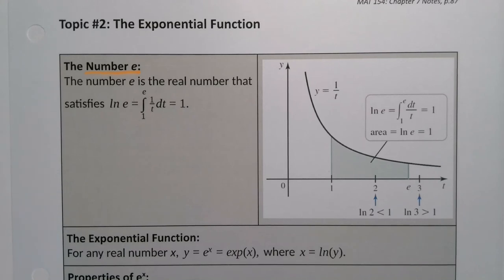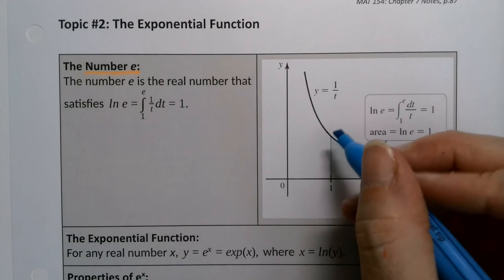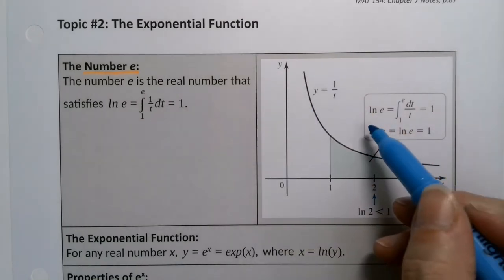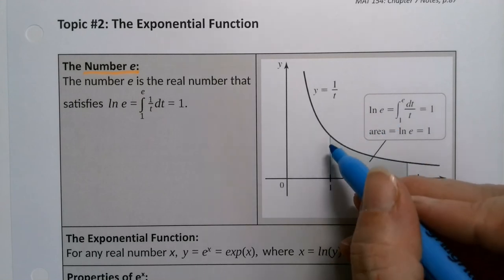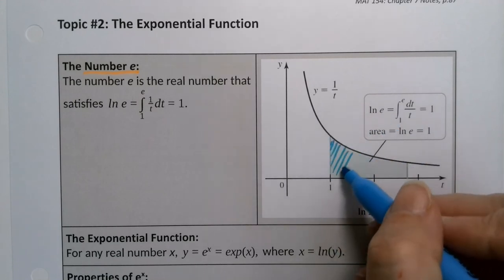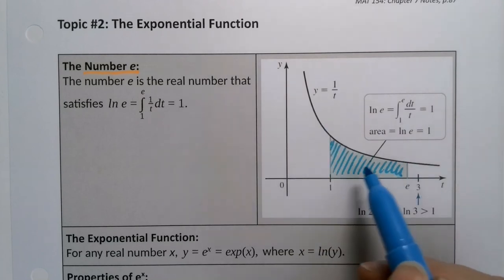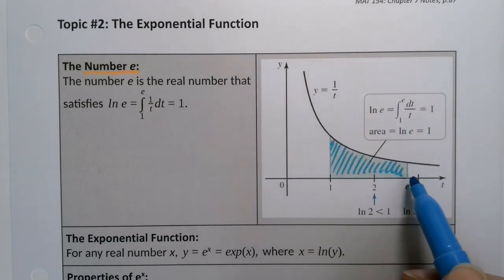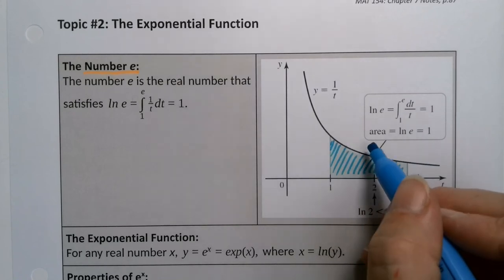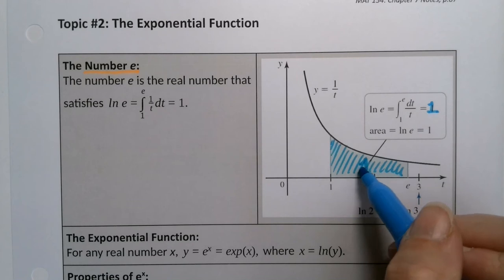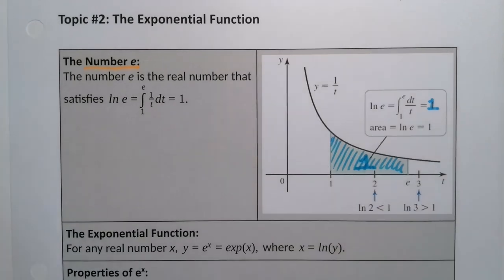Well, the area underneath 1 over t, right? So the area underneath that 1 over t, which is the natural logarithm by definition. We just said so, right? So the area underneath that 1 over t curve from 1 to this magical number is 1. So in other words, that area is 1. So e is the number that makes that happen.